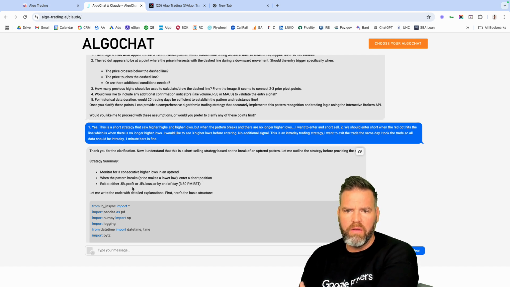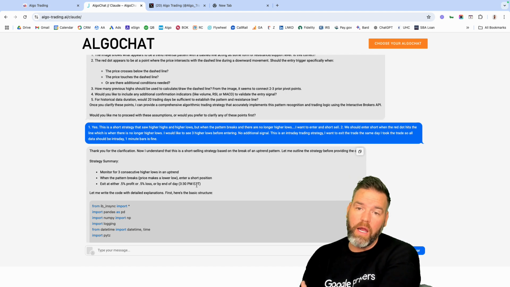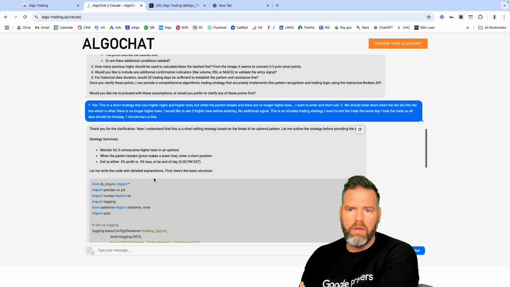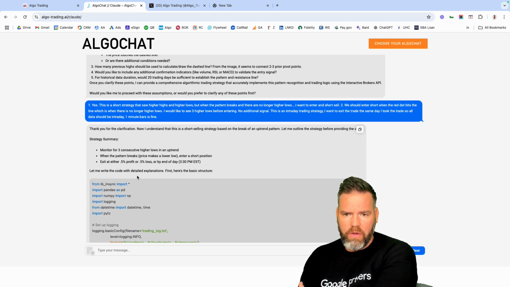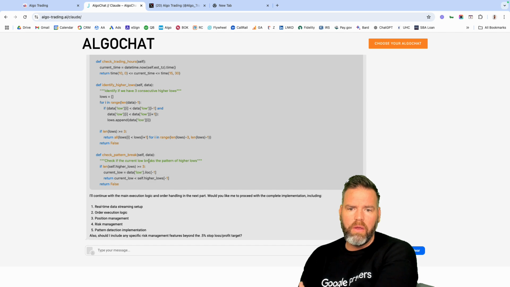Exit at either 0.5 profit, 0.5 loss, or at the end of the day, 3:30 p.m. Correct. Those are the exact conditions I put in. So that is all correct. Let me write the code with a detailed explanation. First, here's the basic structure. All right, so there we go.